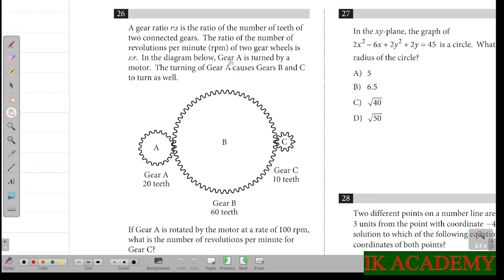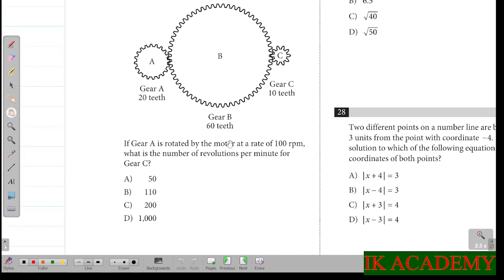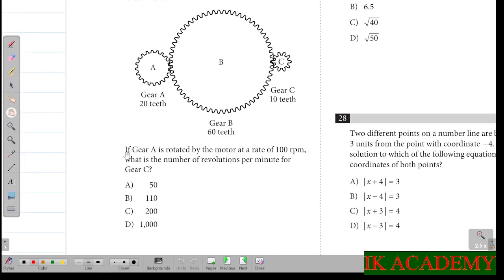In the diagram below, gear A is turned by a motor. Here is gear A, which is turned by a motor. The turning of gear A causes gear B and C to turn as well. If gear A is rotated by the motor at a rate of 100 RPM, what is the number of revolutions per minute for gear C?